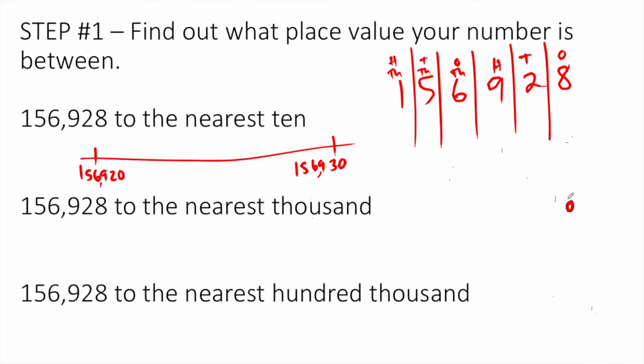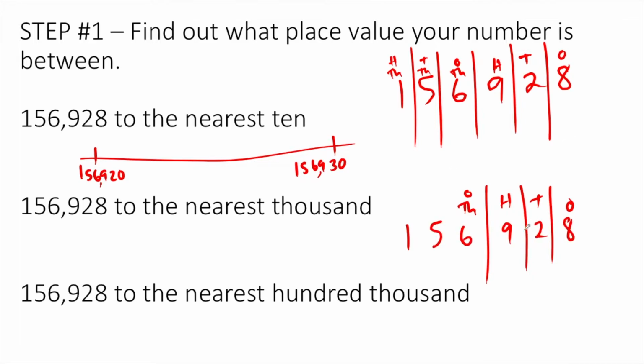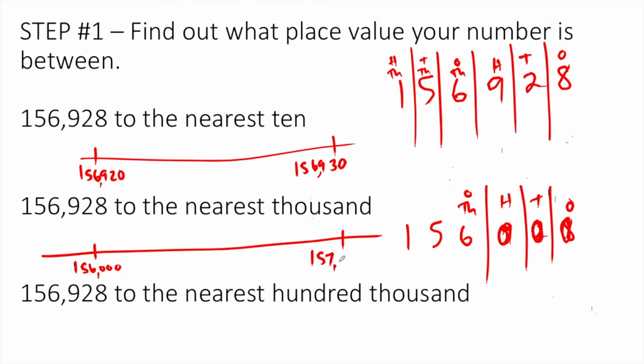I'd show that exact same work to round to the nearest thousands. I'd redraw my place value chart to the thousands and bring that number down. All these smaller digits that are too small to have thousands would turn to zeros. My low benchmark would be 156,000. My high benchmark would be 157,000.